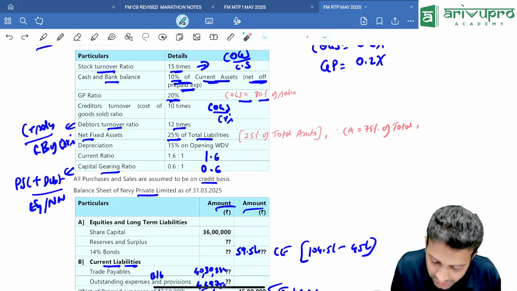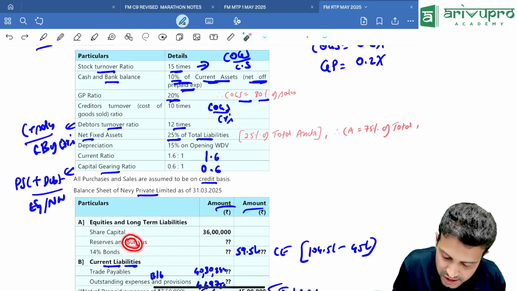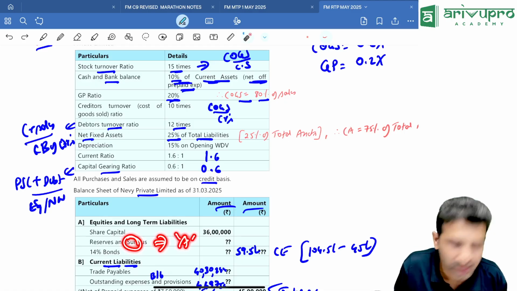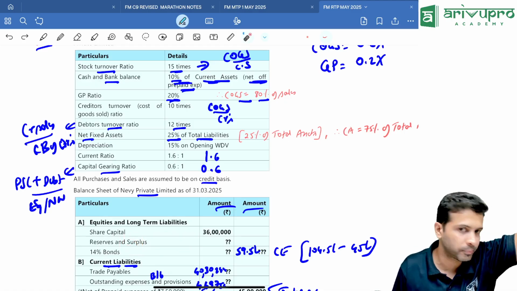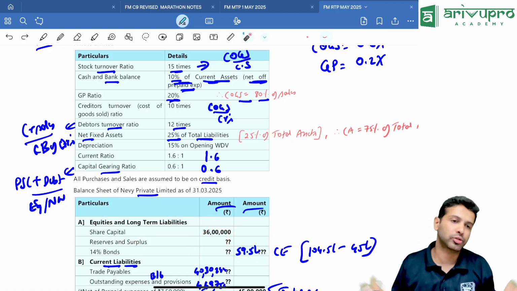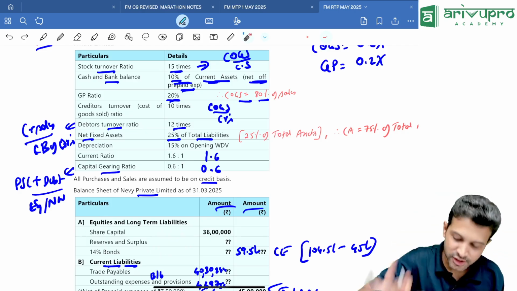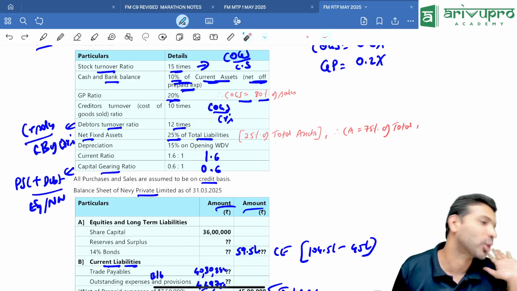Now you will be able to express bond in terms of reserves and surplus. If you don't want to take reserves and surplus, you can assume reserves and surplus to be A, B, X, and like that also you can solve. That way you will get an equation. These three put together, you should get 59 lakh 50,000. Solve that equation, you will get reserves and surplus and bond. That's how this question has been thought and put across.